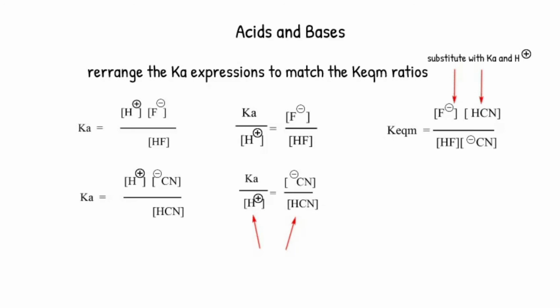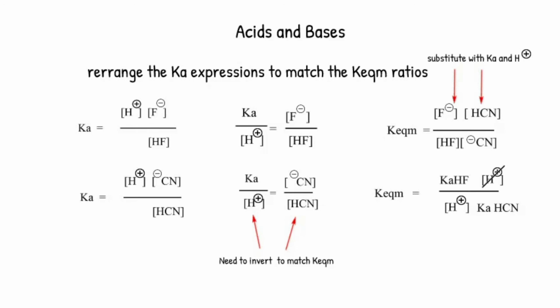Note that the equation for the cyanide and its acid must be inverted. The hydrogen ion concentrations cancel. This leaves the Ka for hydrofluoric acid divided by Ka for cyanic acid, HCN.